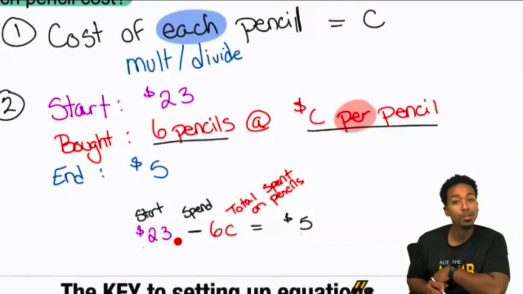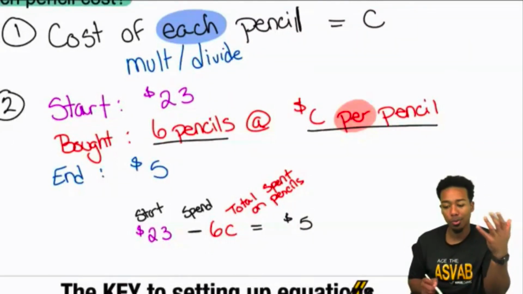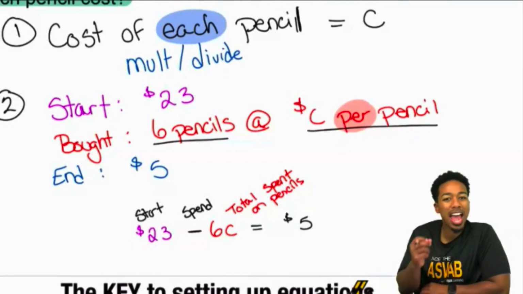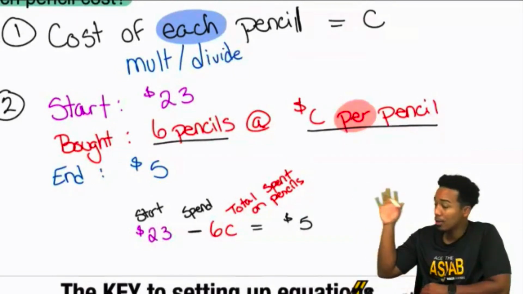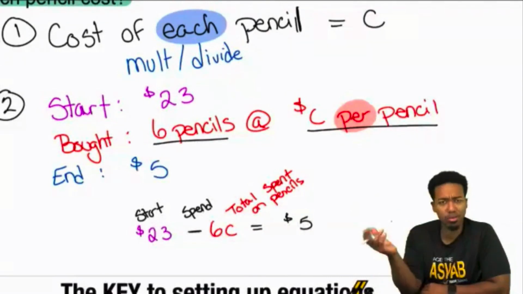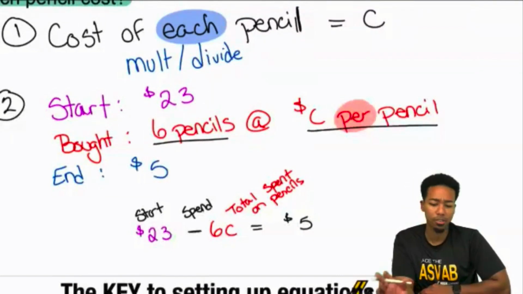So you start with 23. You spent all this money on the pencils, and that's going to be 6 times C. 6 pencils times the cost per pencil. And you end up with $5 right there. And so again, you have to make sure that you're working on your ability to translate the story from English into math. Are there other ways to solve this problem? Absolutely. Half of y'all solved this in your head. It was awesome.